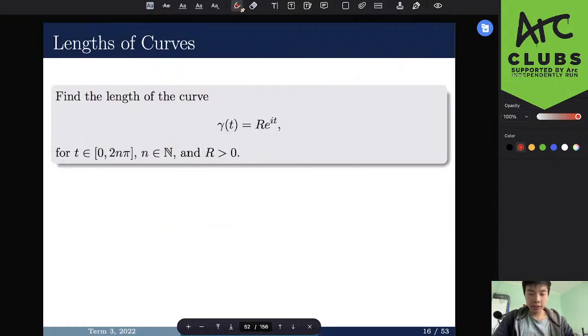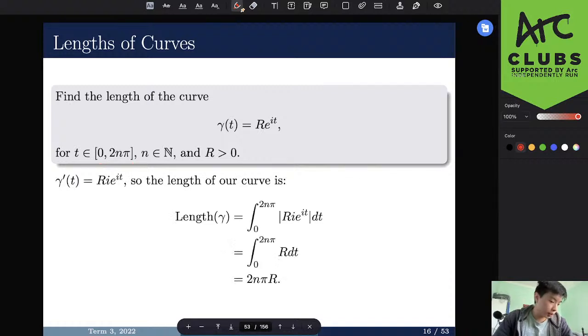So, let's just look at this example. We have a curve right here, which is gamma of t is equal to r e to the it. That's just a circle with radius r and center at 0. Please keep in mind that the curve ranges from 0 to 2 pi, right? So we have r being greater than 0, and we just take the derivative.